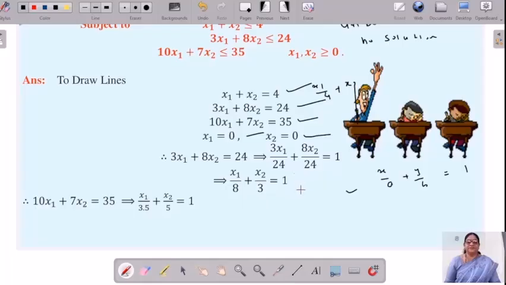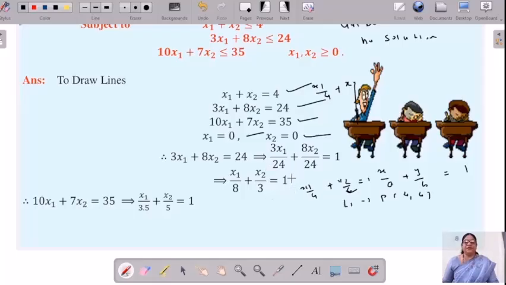First constraint is x1 upon 4 plus x2 upon 4 equal to 1. Therefore, we have to draw the line L1 which is passing through the point 4, 4. Next constraint is 3x1 plus 8x2 equal to 24. Here divide the equation by 24, we get x1 upon 8 plus x2 upon 3 is equal to 1.